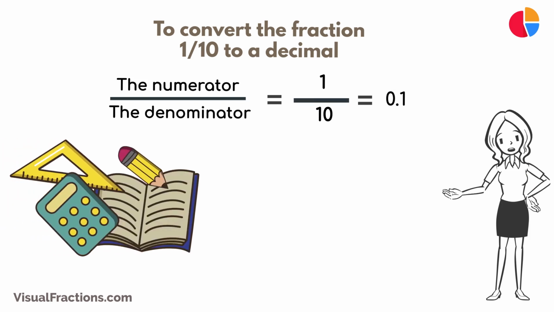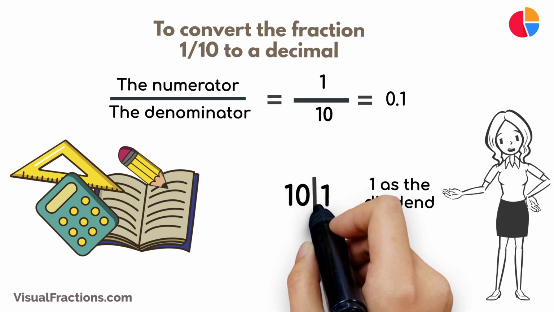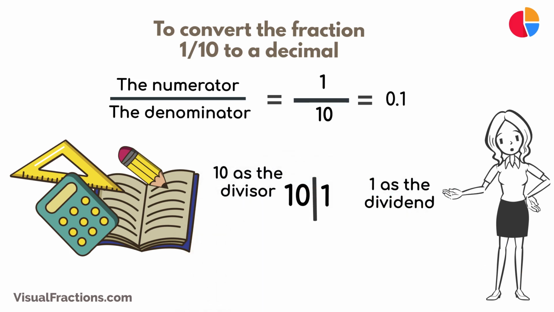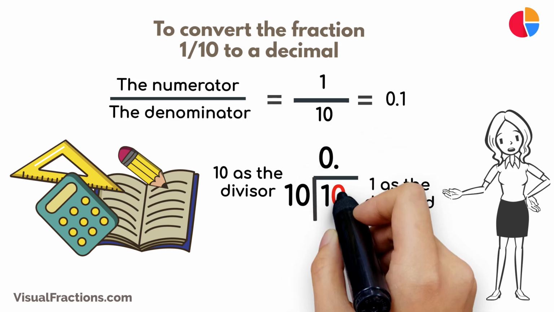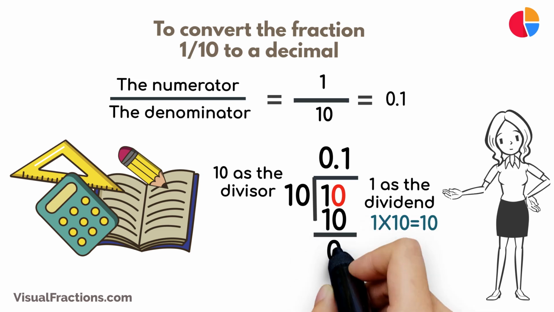To do this by hand using long division, we start by writing 1 as the dividend and 10 as the divisor. Since 10 doesn't fit into 1, we add a decimal point in our answer and append a 0 to 1, making it 10. How many times does 10 go into 10? Exactly once. We write 1 after the decimal point in the quotient. Multiplying 1 by 10 gives us 10. When we subtract 10 from 10, we get a remainder of 0.